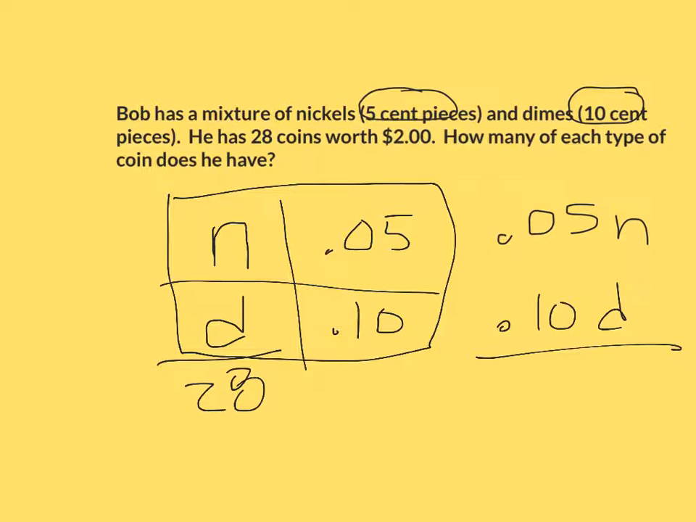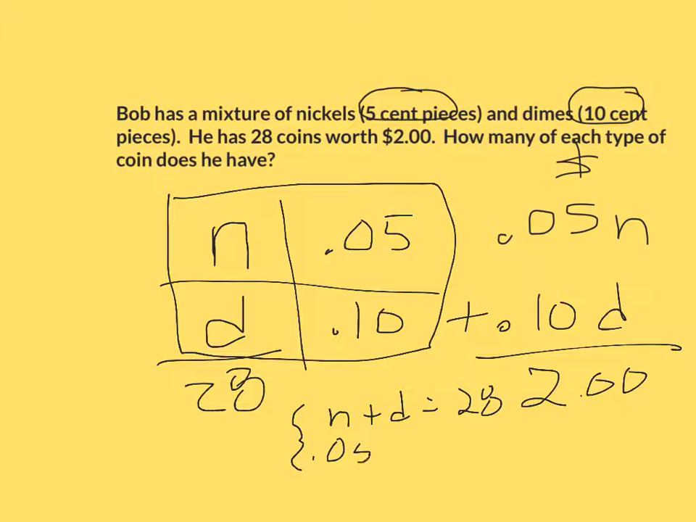and this column represents the amount of money. The amount of money I have in nickels is 5 cents times the number of nickels, and the amount of money I have in dimes is 10 cents times the number of dimes, and that adds up to the total amount of money I have, which is $2. So my system of equations is N plus D equals 28, and 0.05 N plus 0.10 D equals $2.